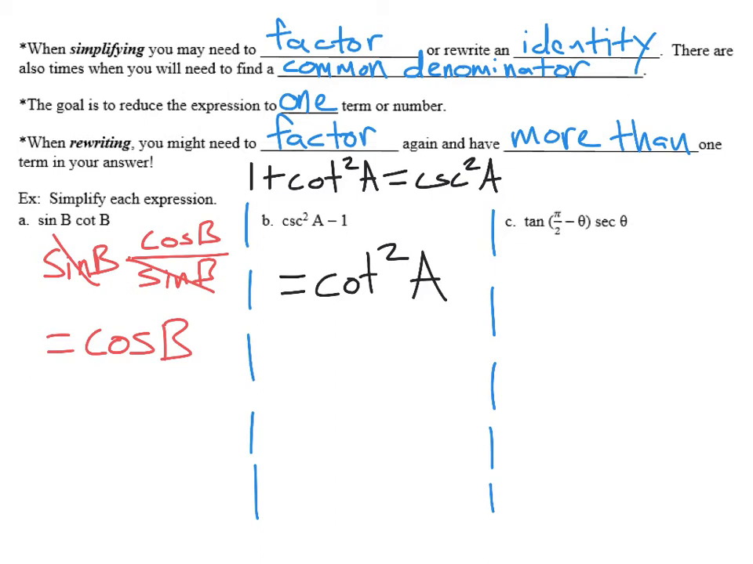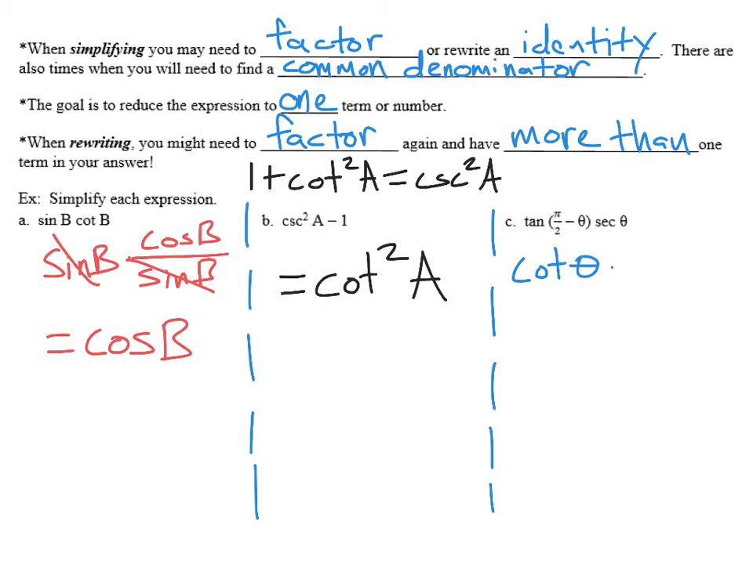All right, tangent of pi over 2 minus theta times secant of theta. Now, right off the bat, I feel like there's potential that I could simplify both of these terms. What I usually do is I look at my list of identities and think, all right, what fits? Tangent of pi over 2 minus theta just seems made for cotangent, right?